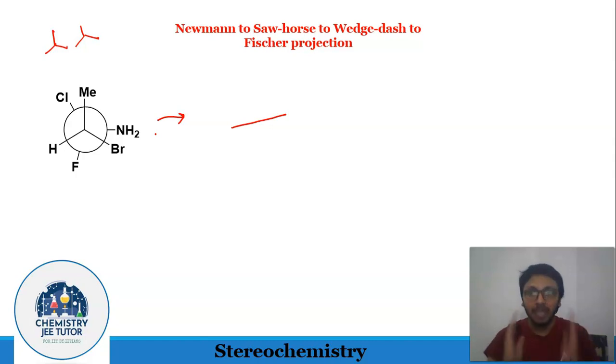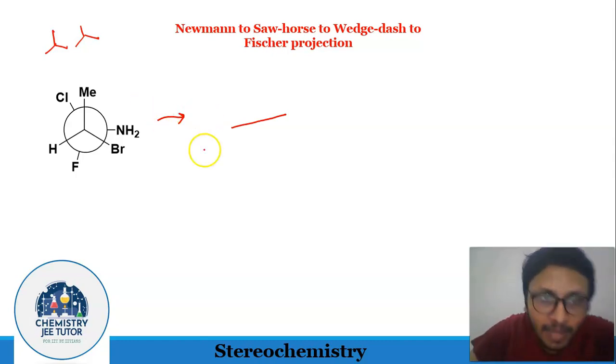I've told you many times in this video, don't change the conformation. From a Newman to Sawhorse, you first understand the nature of the Y, and then draw it in a Sawhorse. So both Y's are like this.